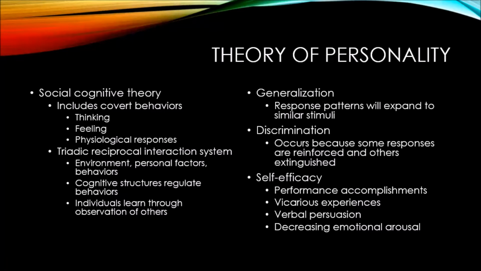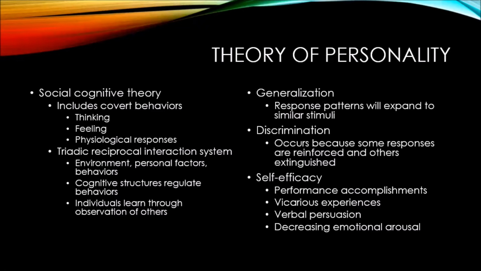Discrimination is the ability to react differently to different stimuli, and it occurs because some responses are reinforced and others are extinguished. So for example, an individual may act differently around somebody that they perceive has power, for example, a power to help them, than they would around somebody that they perceive does not have power to help them.